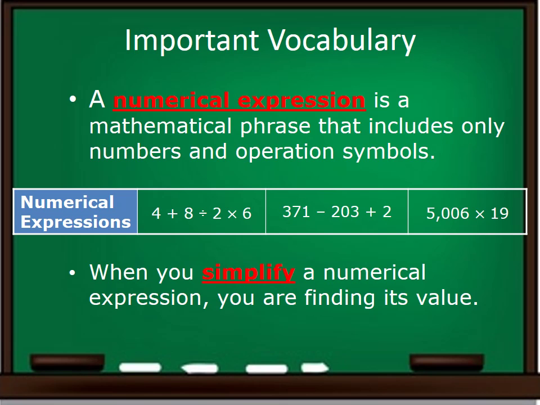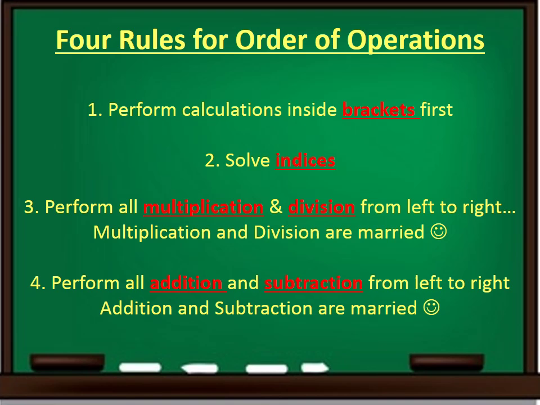A numerical expression is a mathematical phrase which has numbers and operations. We've got some examples in the middle here: 4 plus 8 divided by 2 times 6, and so on. When you simplify a numerical expression, you're finding its value. You're working it out. So simplify, evaluate, find the value of, anything like that, it just means work out the answer. So what do we do?